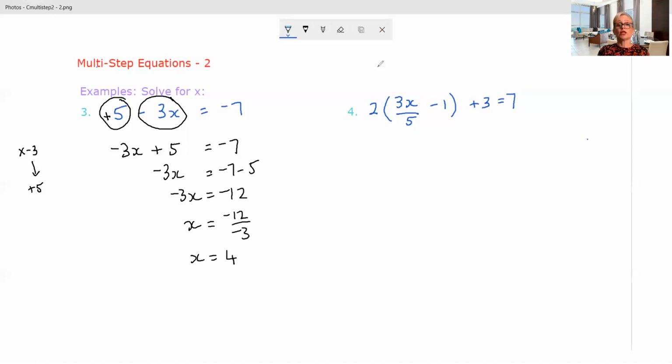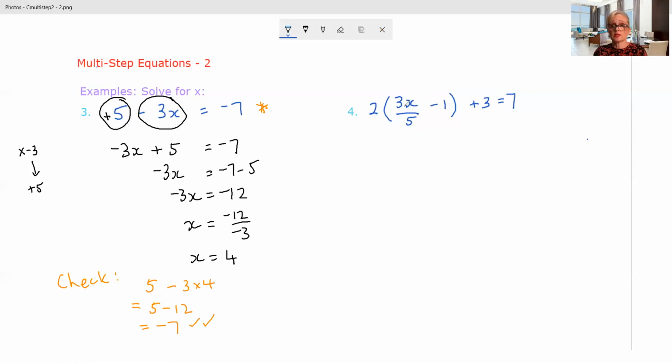Now, to do our check here, I would go right back to the very original equation just to be sure that we haven't messed up somewhere along the line. So let's check. 5 minus 3 times 4. Okay, well that's 5 minus 12, which is negative 7. Yay, that is our right-hand side and we're all good. All right. Last one for this video.